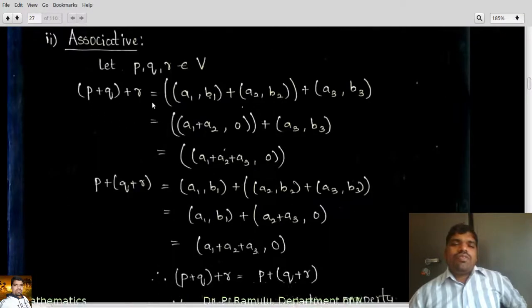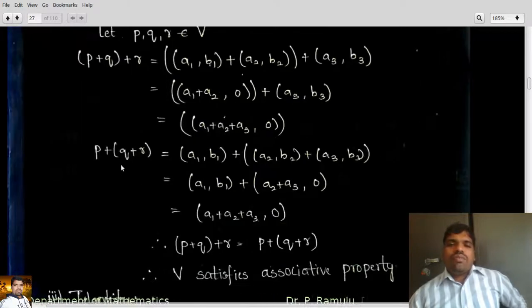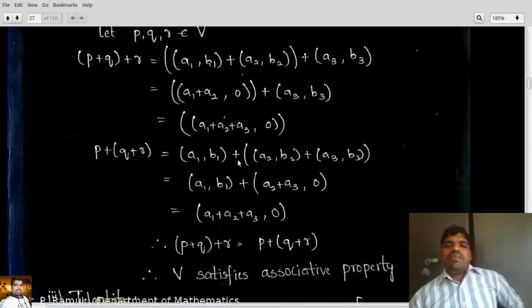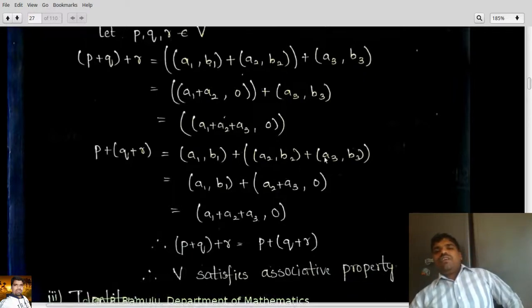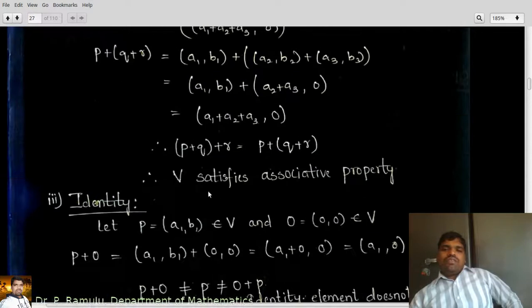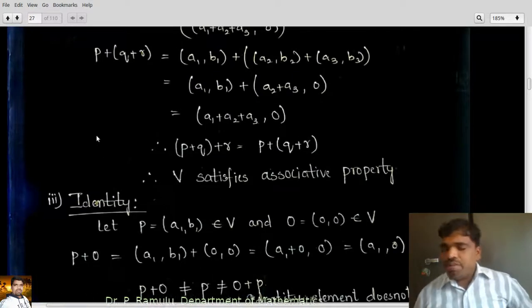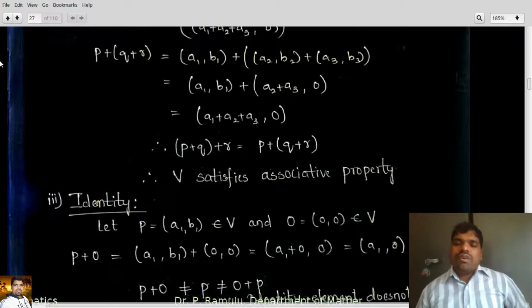Associative property. Take P plus Q plus R. If I add these, we will get a1 plus a2 plus a3, 0. So P plus Q plus R equals (a1 plus a2 plus a3, 0), and adding the other way, we will get the same, (0, a1 plus a2 plus a3). Therefore these two elements are the same, so we satisfy the associative property with respect to the given addition.